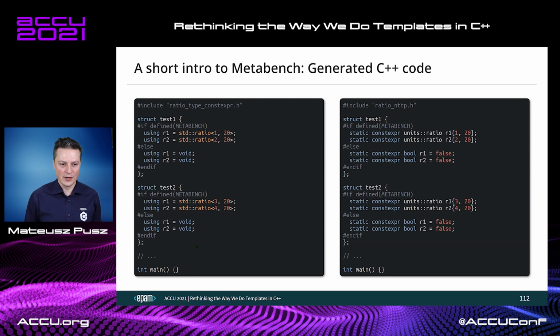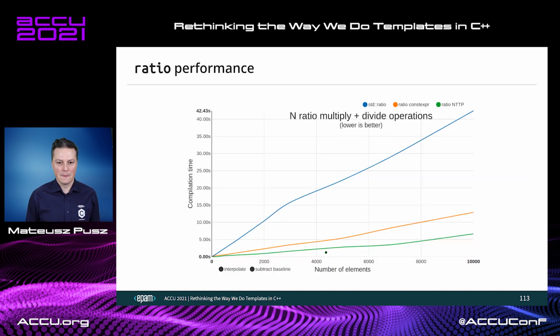And there are many of those, right? Generated by the generator. And here is the outcome from the test. std ratio, compilation time.